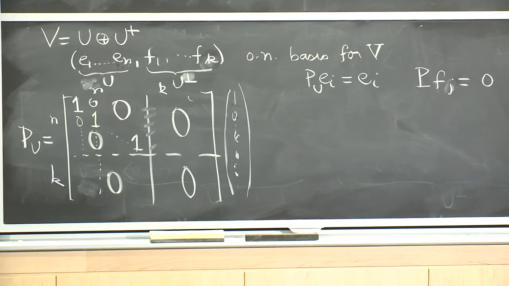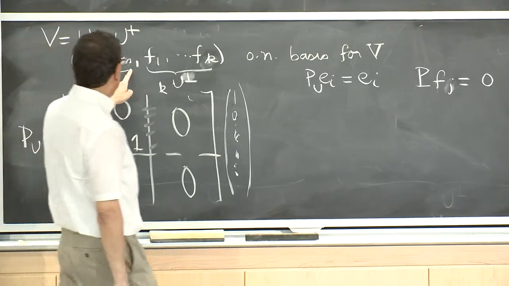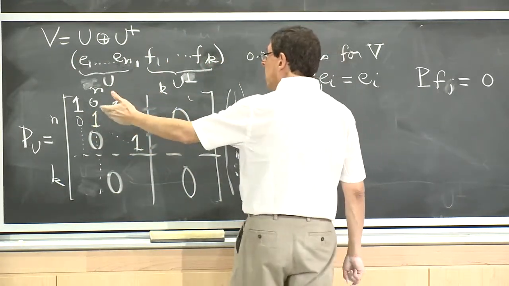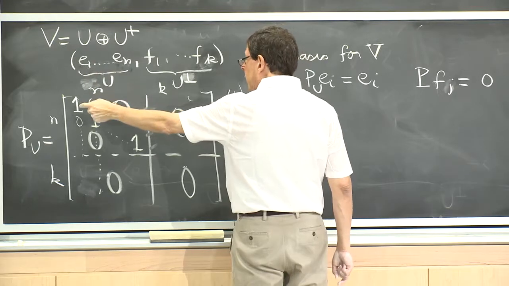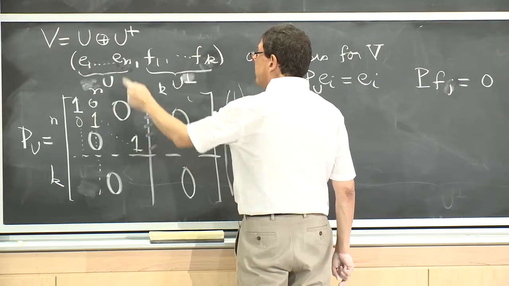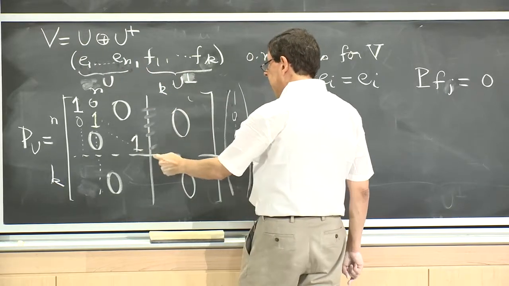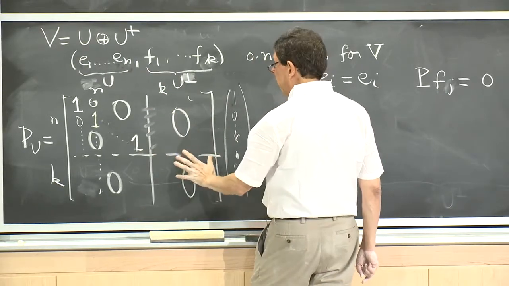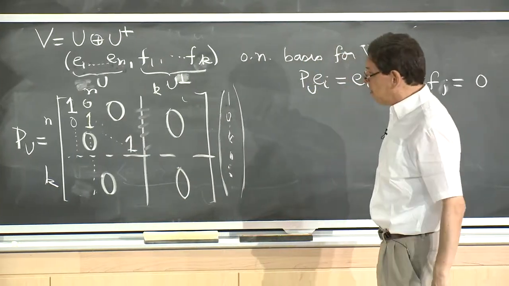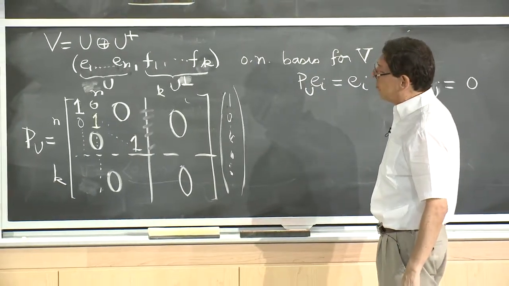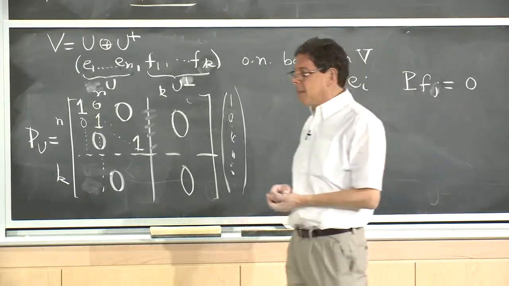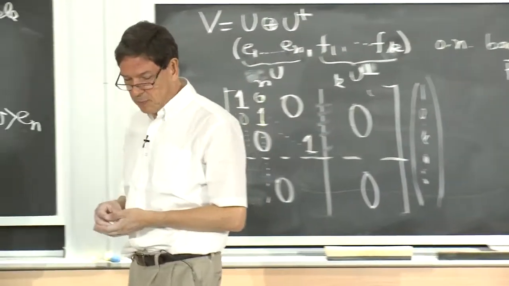We put all the basis vectors in U, in the space you're projecting onto, at the beginning, and therefore we get a lot of 1s in the first entries in the diagonal, in the first n entries, and in the last k entries you get just 0. That is the projector in its matrix representation. It's the generalization of what we did at the beginning of this explanation.